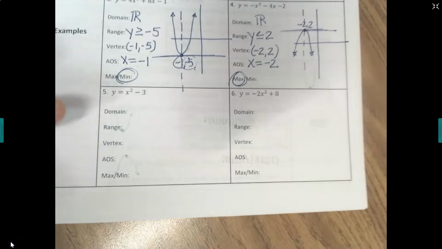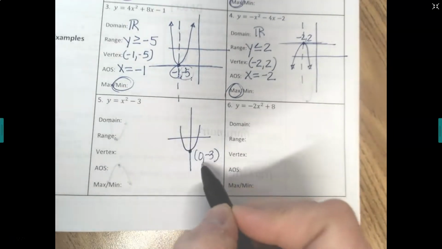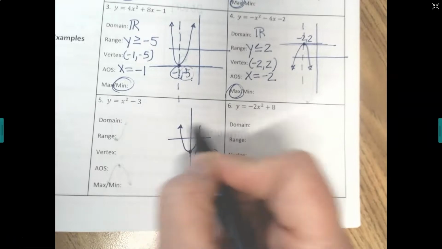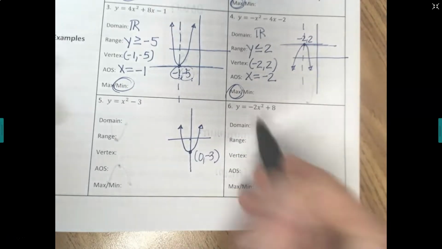Okay, let's look at number 5. Go ahead and put that into Desmos, make a quick sketch of it, and label your vertex. All right, so this one didn't actually shift off like some of the other ones. Here's your origin, so it stayed on the y-axis.